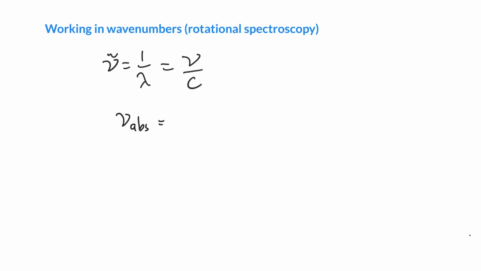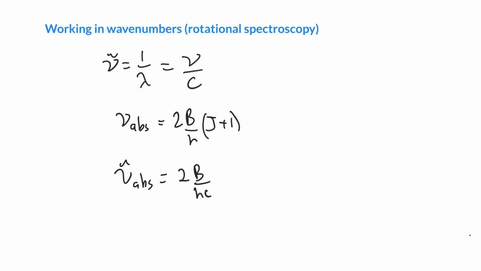That ν absorption is equal to 2B over h times J plus 1. So now if we want it in terms of wave numbers, all we've got to do is divide by another factor of c. So we get 2B over hc times J plus 1. Now this gets a little bit silly actually, so this is where I prefer to take all of this here and say, well, why are we writing it like that? Let's just call it the rotational constant. So that's another rotational constant.